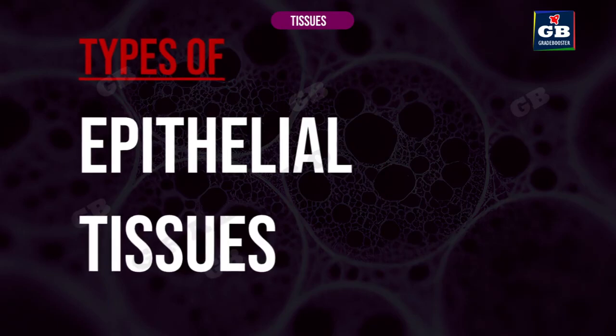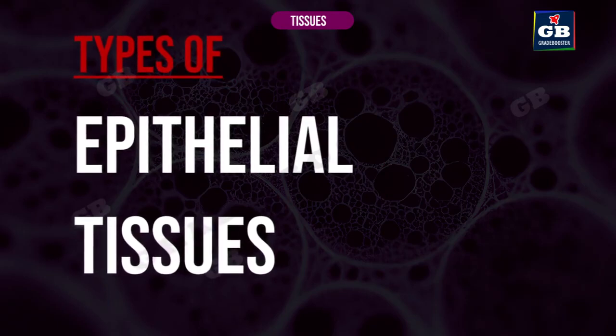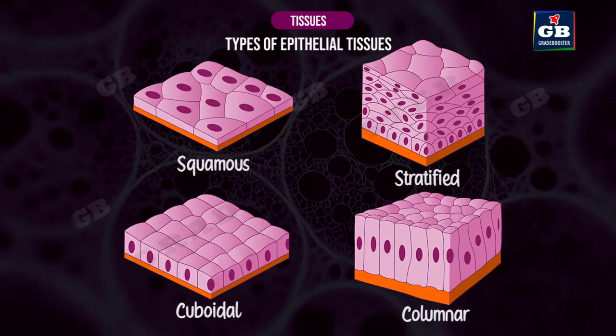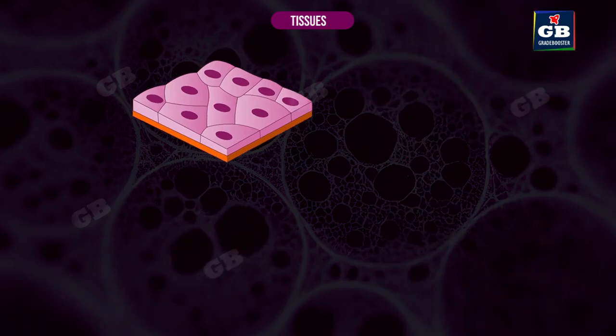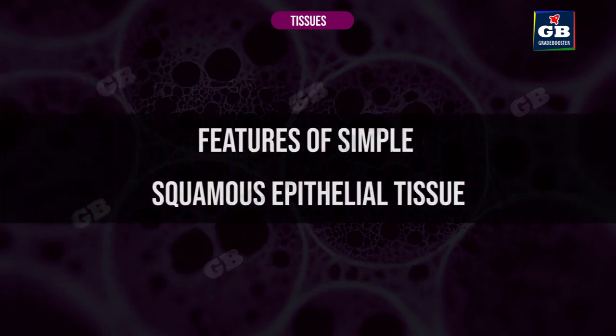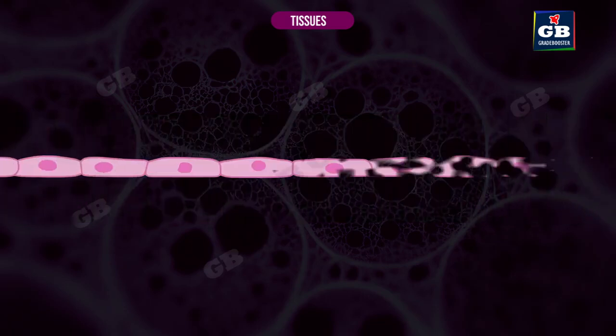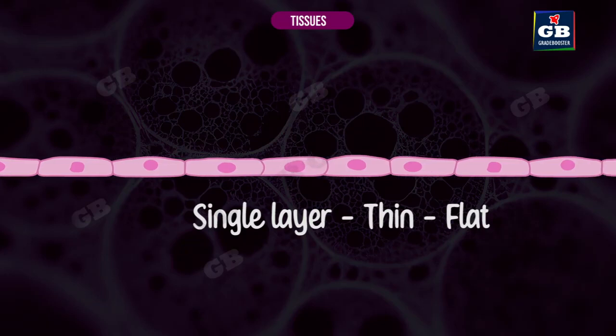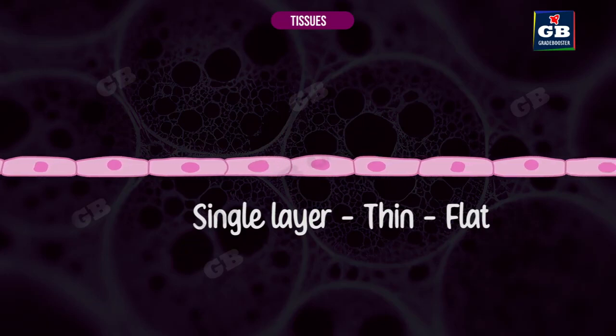Now, let us learn about different types of epithelial tissue. Epithelial tissue is of different types depending upon their structure and functioning. The first one is simple squamous epithelial tissue. Let us see the features of simple squamous epithelial tissue. This tissue has a single layer of cells. These cells are extremely thin and flat.